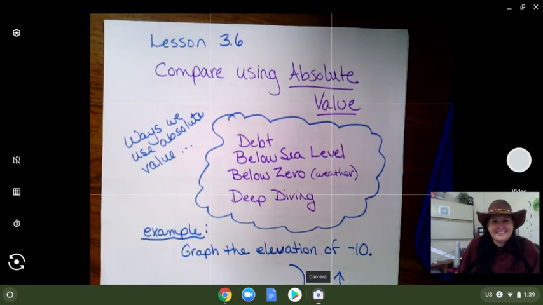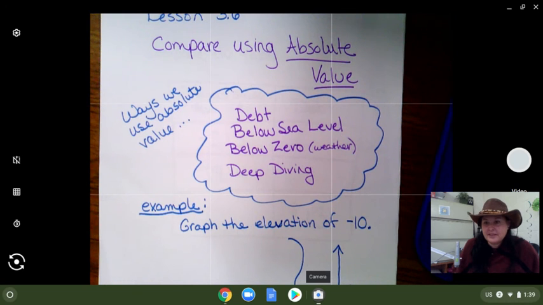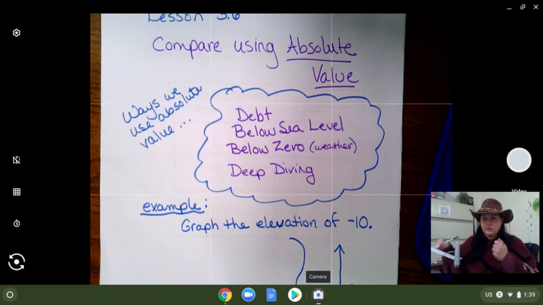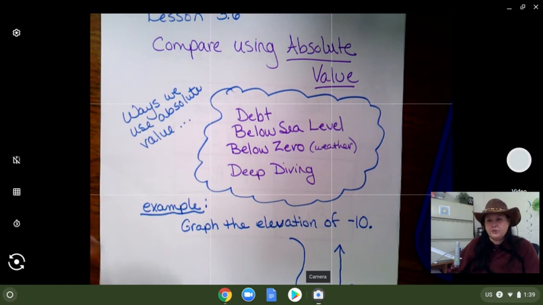All right, let's compare using absolute value. So today we're going to talk a little more about absolute value and when we actually use absolute value in real life. So when you talk about things like digging a hole, say I dug 2 feet, even though that's a negative 2 feet below sea level or below the surface of the earth, it's a negative number. We're saying we dug that hole 2 feet down. So we're using absolute value in that statement.